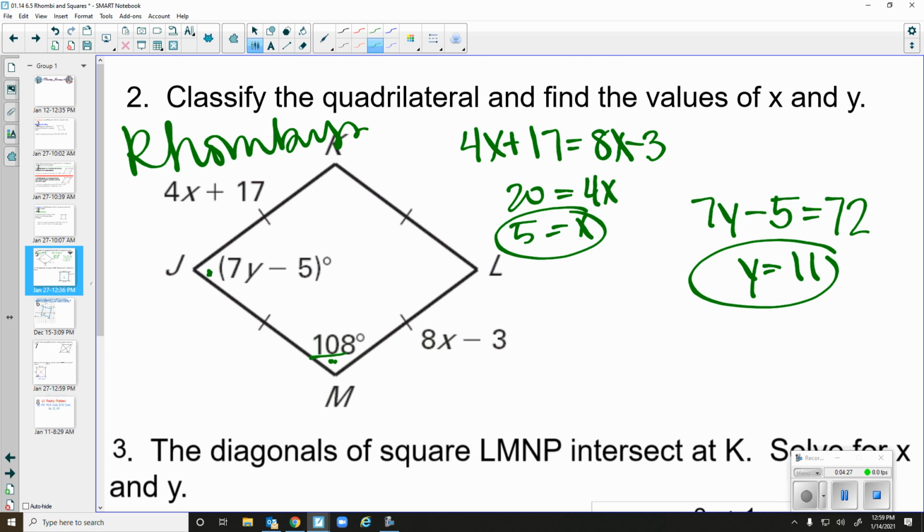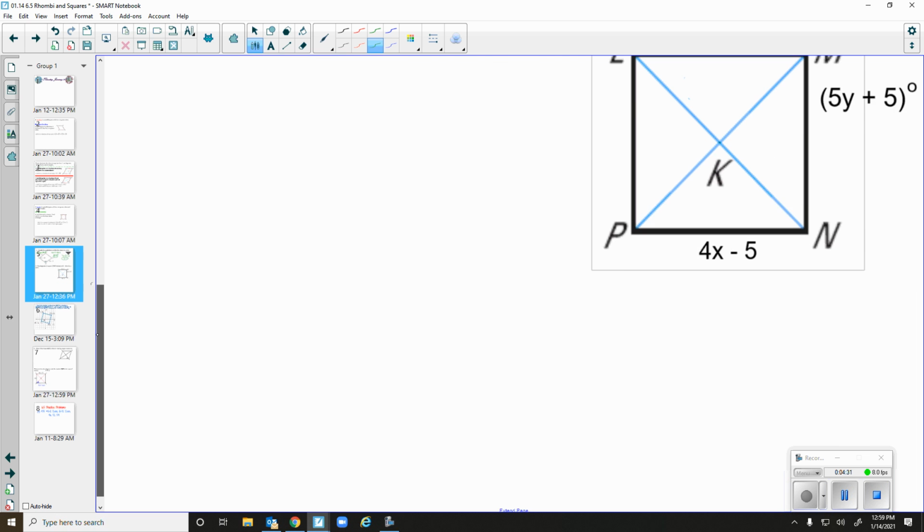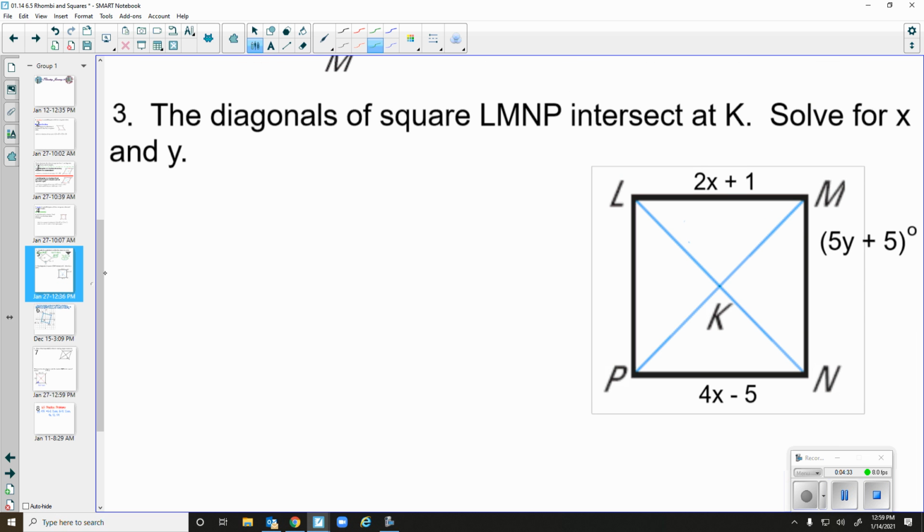So down to the bottom part. A little arrow got erased or is missing. I have no idea. This 5y plus 5 is for this angle here, just that small angle.